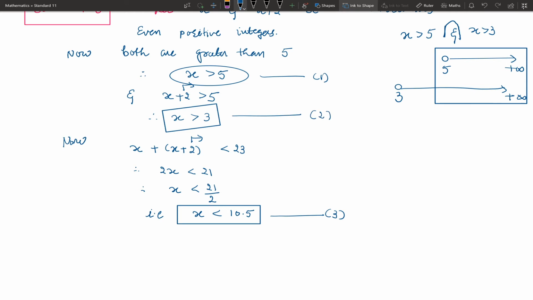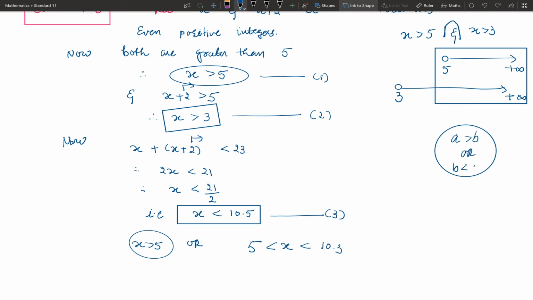So here the common portion is x greater than 5 and x greater than 3. So the common portion is x greater than 5, which can be written as 5 less than x. X greater than 5, same thing, whether we write a greater than b or b less than a. So 5 less than x and x is less than 10.5. These are the possible values for x.